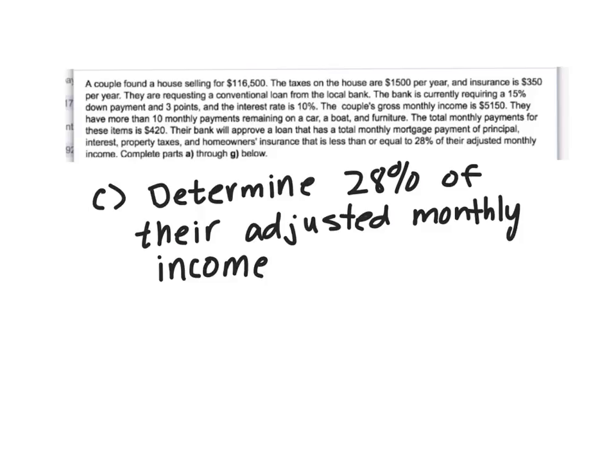So the price of 3 points, the answer to part B, is $2,971. Part C asks you to determine what 28% of their adjusted monthly income is. Probably related to this portion right here is that the bank will approve their loan if the principal, property taxes, homeowners, and all that stuff is less than or equal to 28% of their adjusted monthly income. So that's why we need to figure that part out. So that means we need to figure out 28% of their income.